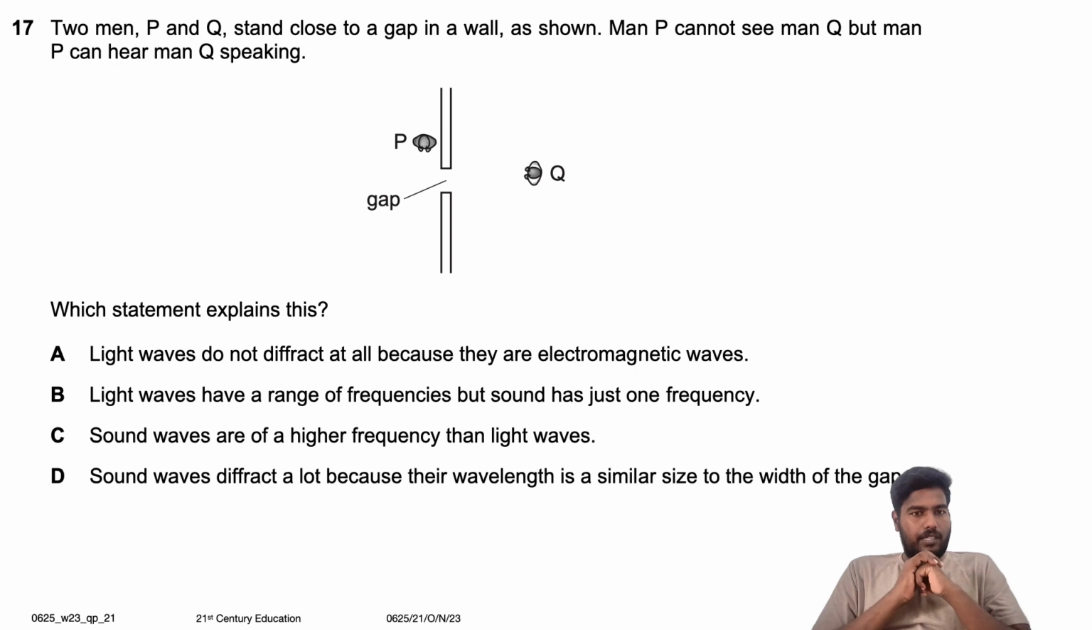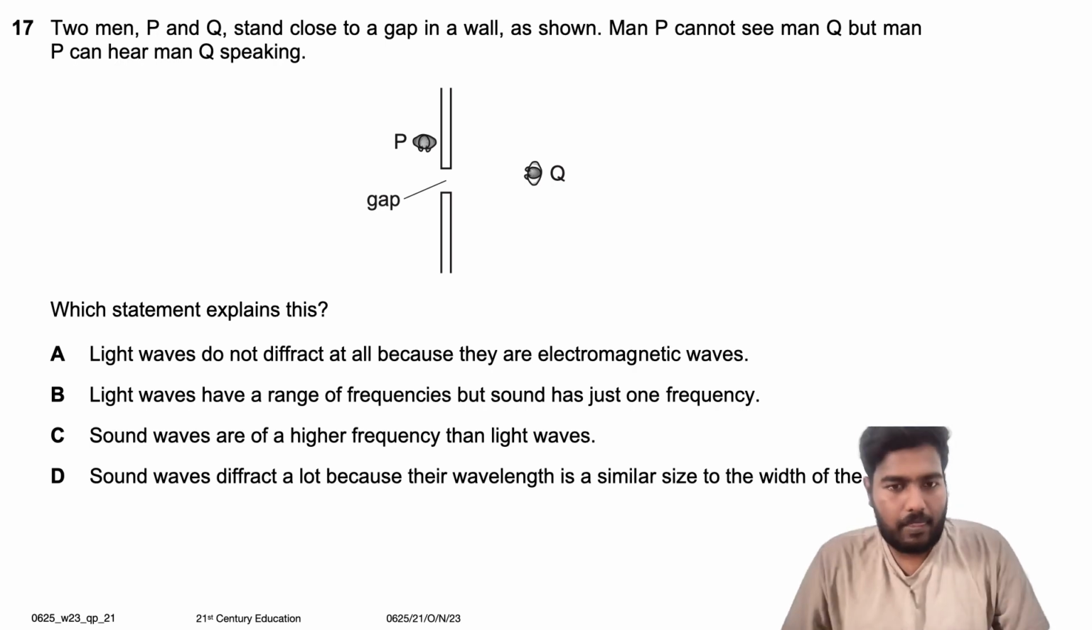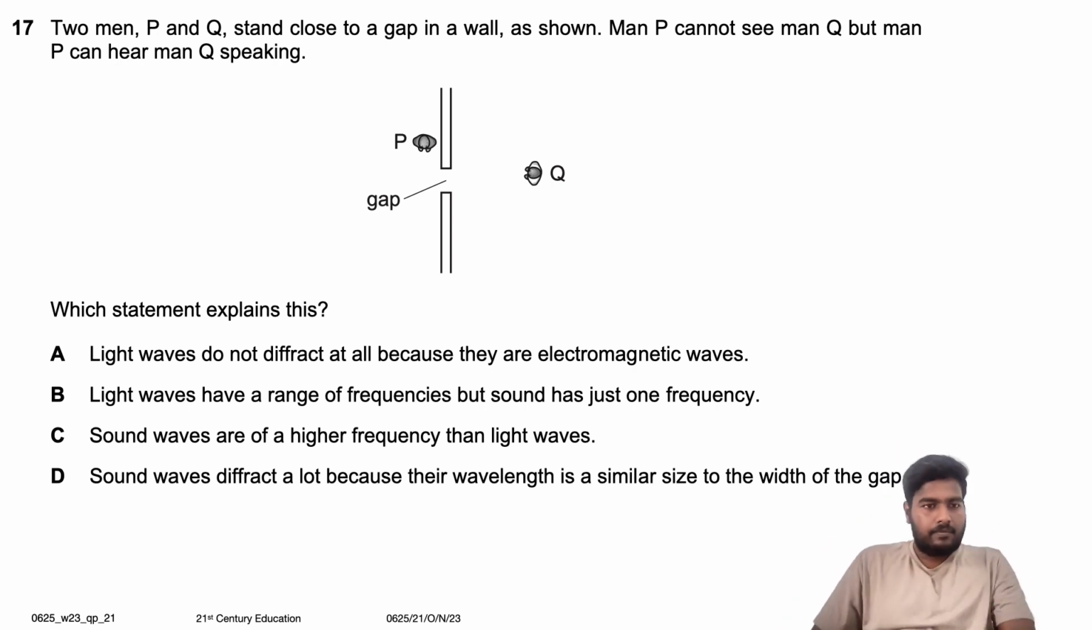Light waves do not diffract at all? No, light waves do diffract. Light waves have a range of frequencies but sound has just one? That's also not true. Sound also has different frequencies. We can hear from 20 Hz to 20,000 Hz. Sound waves are of a higher frequency than light? That's totally wrong. Light waves are higher frequency, sound waves are lower frequency. Sorry. Sound waves diffract a lot because their wavelength is a similar size to the width of the gap.